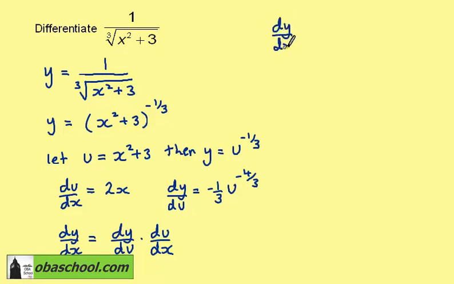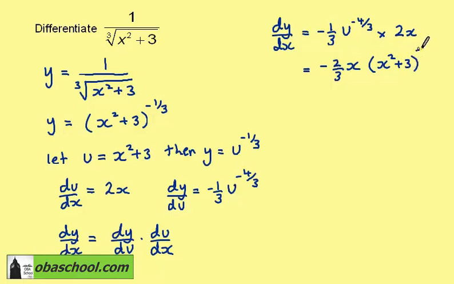So dy dx is going to be equal to minus 1/3 u to the minus 4/3 multiplied by 2x. Dealing with the numbers, we're going to get minus 2/3, then we have x, and the u to the minus 4/3 will be x squared plus 3 to the minus 4/3. We have differentiated, but we could tidy this answer further.